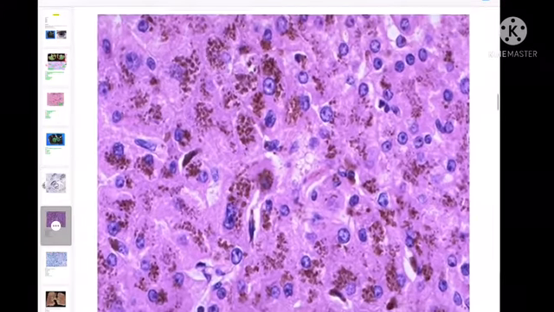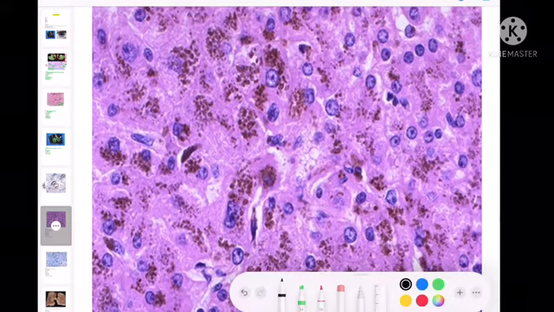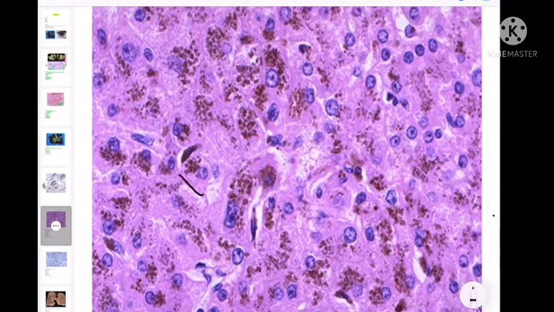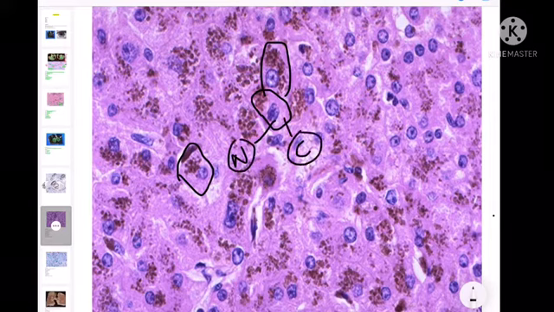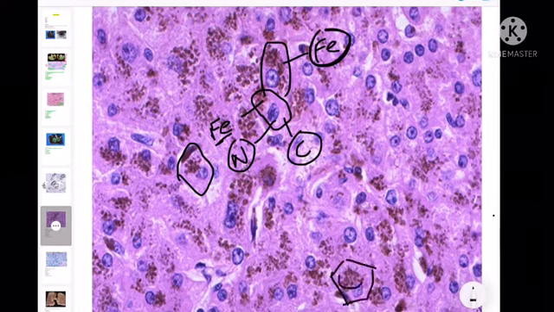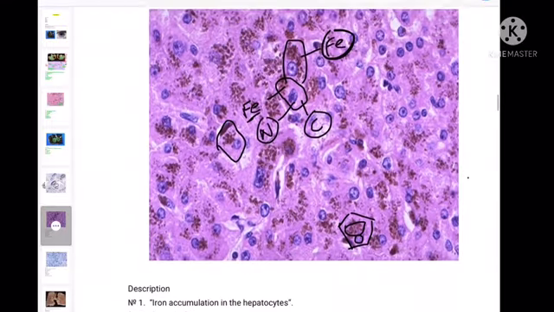Next one is the same, but the staining is different. It's easy now. These are the hepatic cells, the hepatocytes, and this is the nucleus and cytoplasm. Inside the cytoplasm there is brownish deposition, that is iron. All these cells are loaded with iron intracellularly, and it's golden brown in color. So this is iron accumulation in the liver, in the histological image.